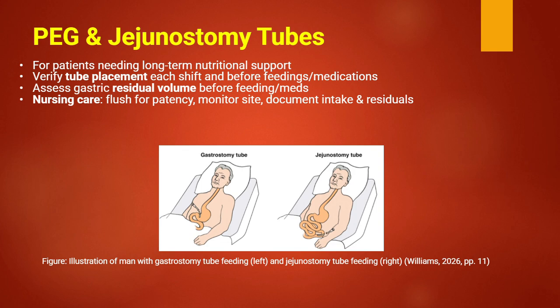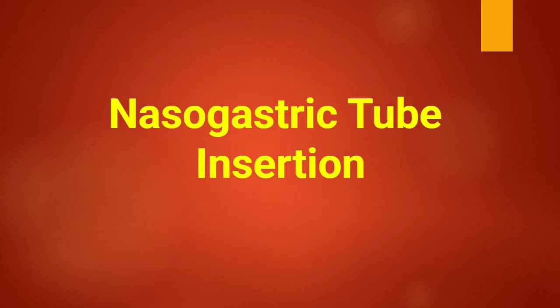Another important step before feeding or giving medications is checking for gastric residual volume, which is the amount of fluid remaining in the stomach. High residuals may indicate delayed gastric emptying and increase the risk for aspiration. If residuals are above your facility's threshold, often 200 ml or more, you may need to hold the feeding and notify the provider. As LPNs, your role includes flushing the tube to maintain patency, monitoring the insertion site, accurately documenting intake and residuals, and supporting patients emotionally, since tube feeding can affect their sense of normalcy and dignity.